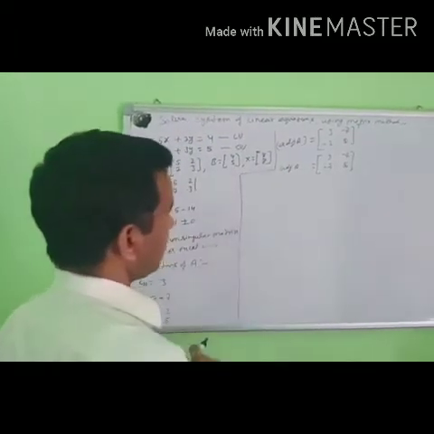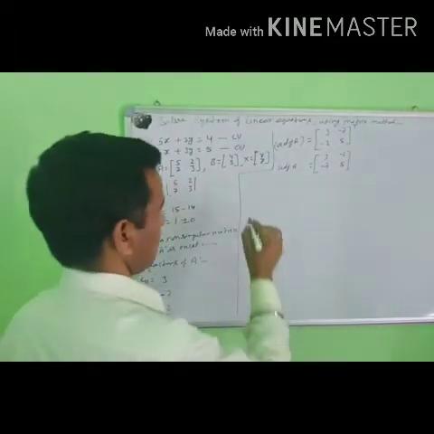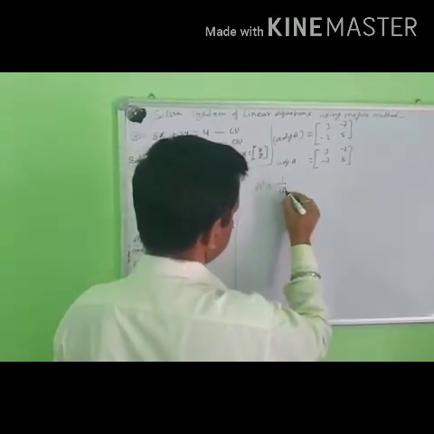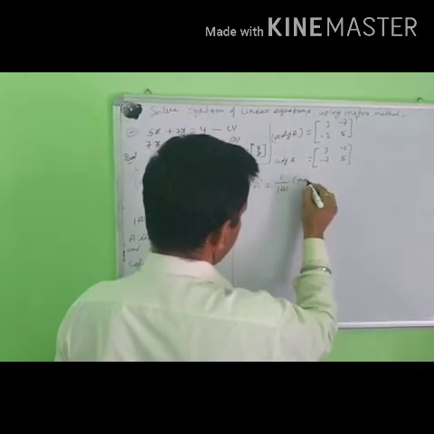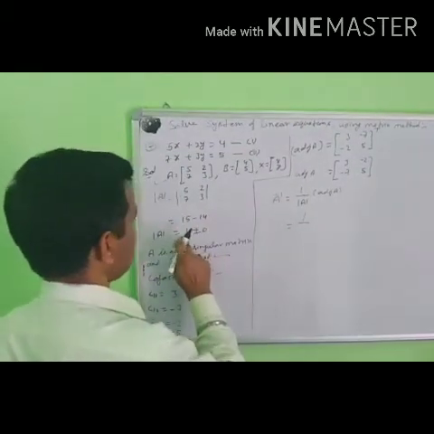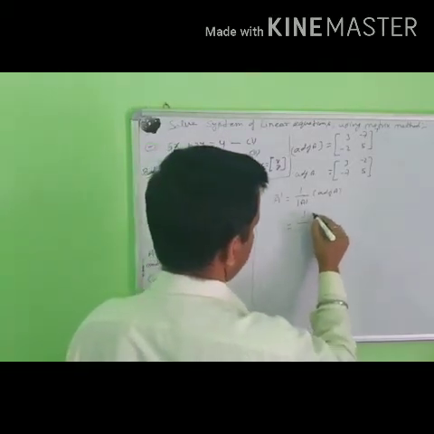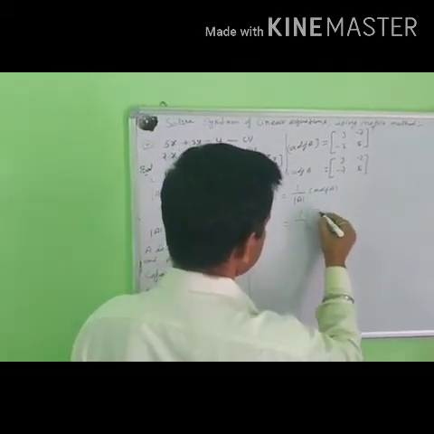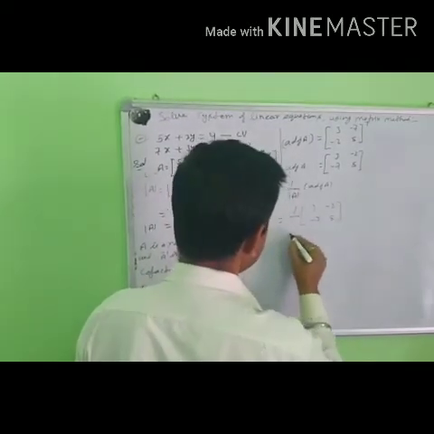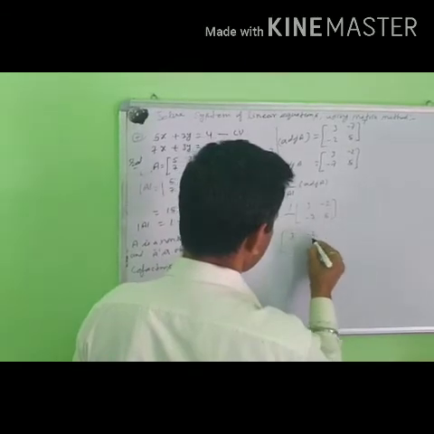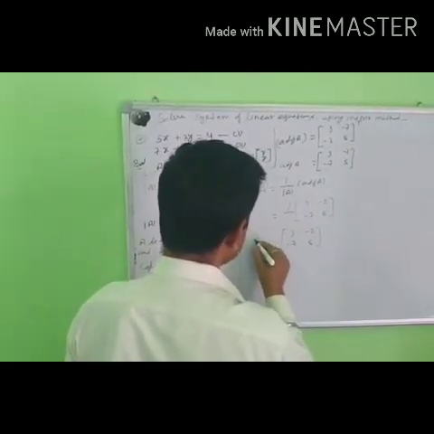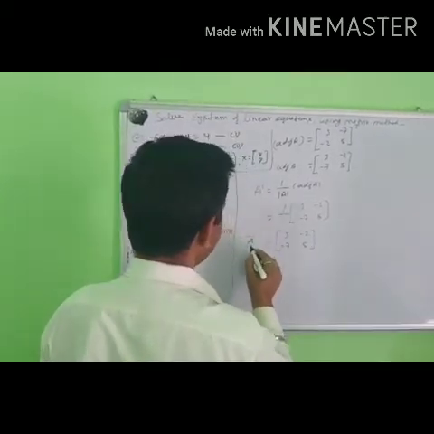After that you will find A inverse. What is the value of A inverse? It is 1 upon the determinant of A times adjoint A. The determinant here is 1, and adjoint A is 3, minus 2, minus 7, 5. So your answer is 3, minus 2, minus 7, 5. This is the value of A inverse.